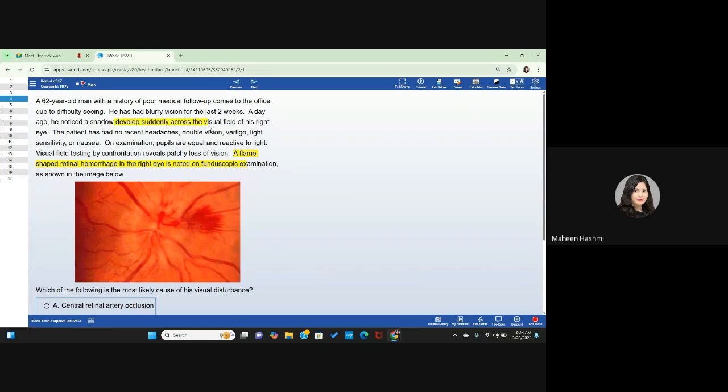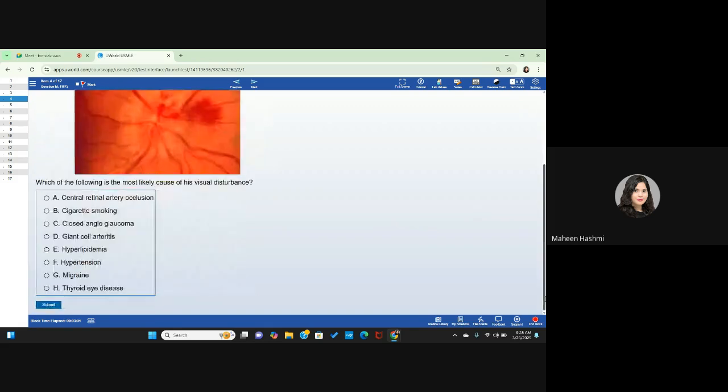So there's a 62-year-old man with a history of poor medical follow-up. He's had blurry vision for the last 2 weeks. A day ago, he noticed a shadow develop suddenly across the visual fields. The patient has had no recent headaches, double vision, vertigo, or light sensitivity. On examination, pupils are equal and reactive to light. Again, patchy loss of vision, flame-shaped retinal hemorrhage in the right eye is noted on the fundoscopic examination. Which of the following is the most likely cause of the visual disturbance?